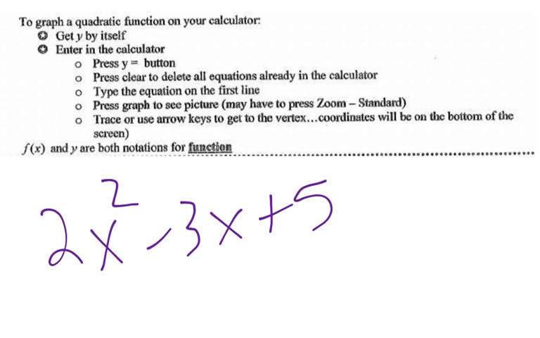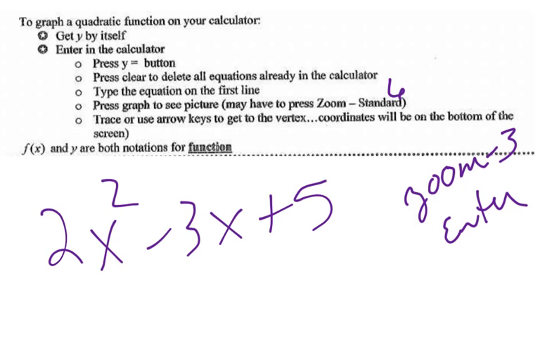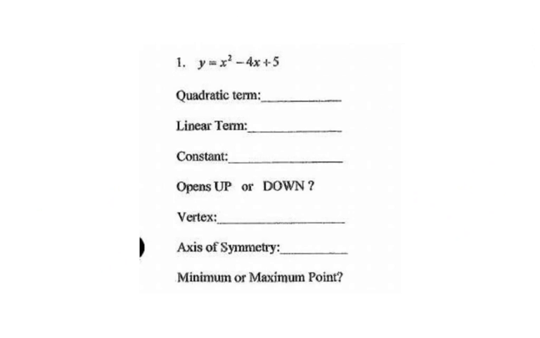If the picture doesn't look good, if you can't see it, you want to start by going to zoom standard, which is zoom 6. And if that doesn't work, then you may have to zoom out. Okay? If you zoom out, that's 3, and you have to press enter before it actually zooms out. And then we'll talk about how to get the vertex and whatnot from that in just a minute.